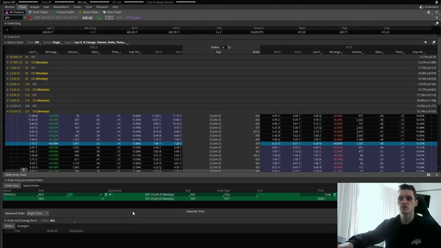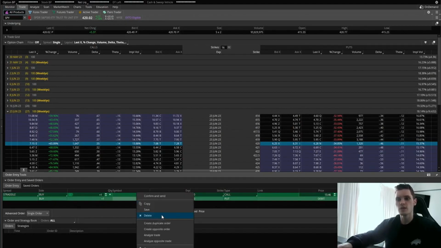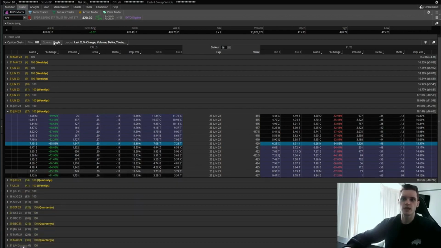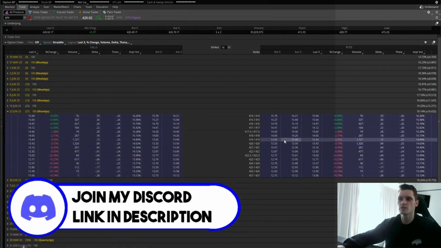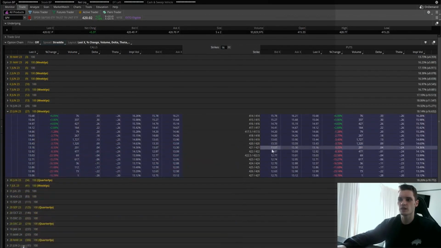But another way you can do it, and especially if you're looking at what's the best for your money straddle, the easier way is to come up here, click spread, and then again you can change this to straddle, and this will show you how much it costs to get a straddle. Now you can click on either side. It's the same thing because it's buying both the call and the put.